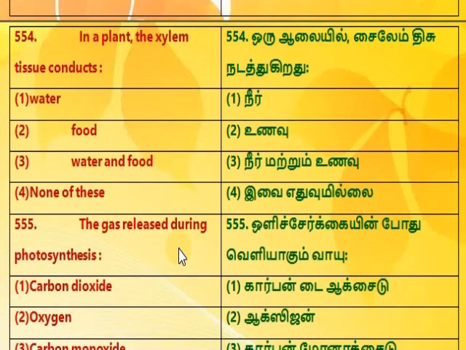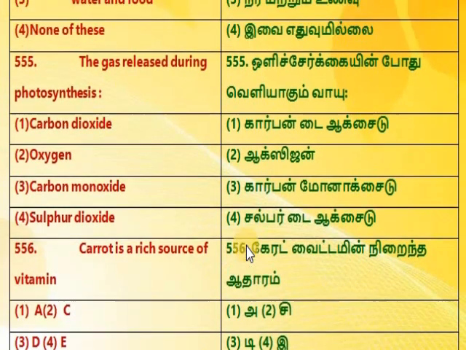554. In a plant, the xylem tissue conducts 1. Water. 2. Food. 3. Water and food. 4. None of these. 555. The gas released during photosynthesis is 1. Carbon dioxide. 2. Oxygen. 3. Carbon monoxide. 4. Sulfur dioxide.